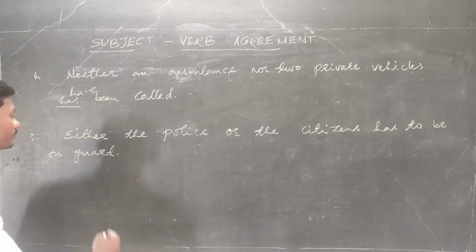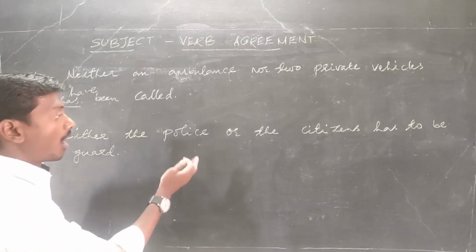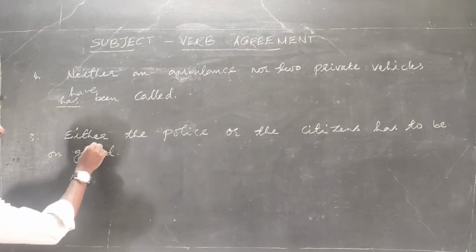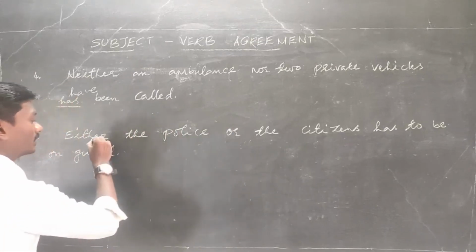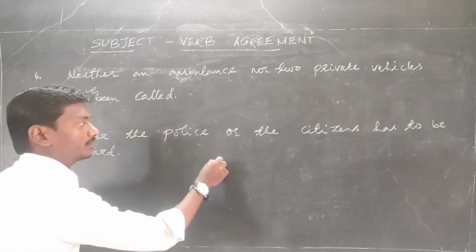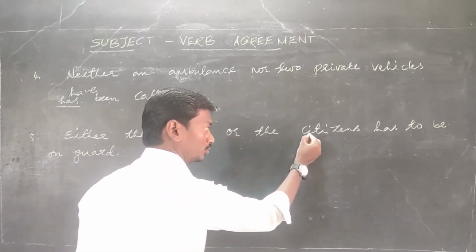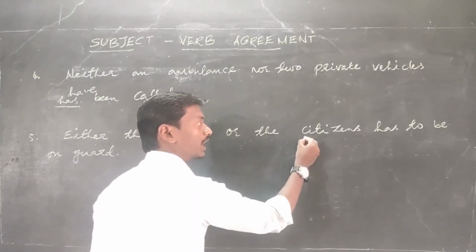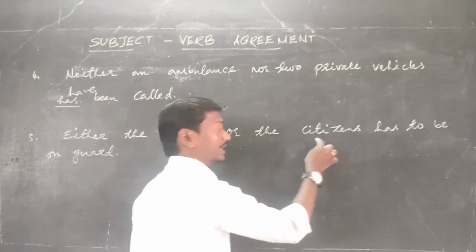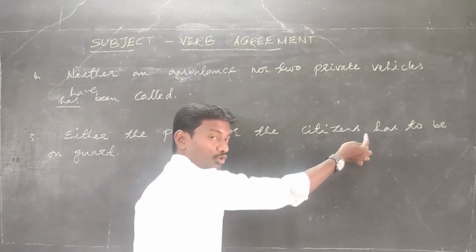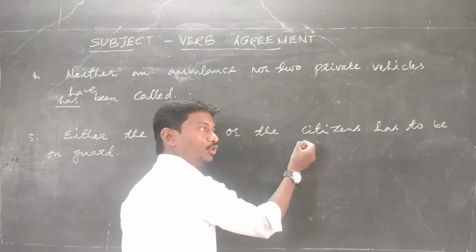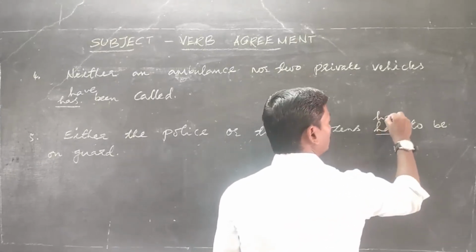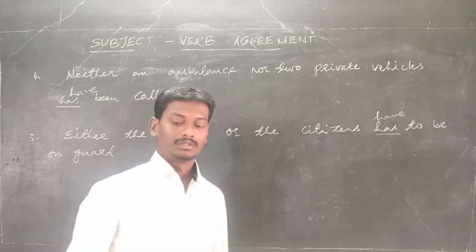The last one, either the police or the citizens has to be on guard. Either or. When either or comes, we have to take the second noun. According to the second noun, we should write the verb. If it is singular, we write a singular verb. If it is plural, we write a plural verb. Citizens, plural. So what is the plural for has? The answer, have. That's all. Thank you.